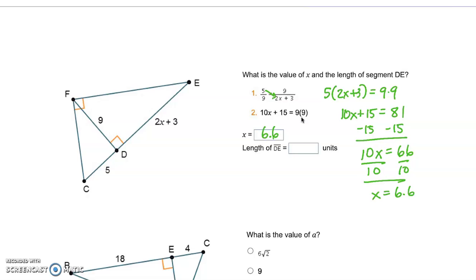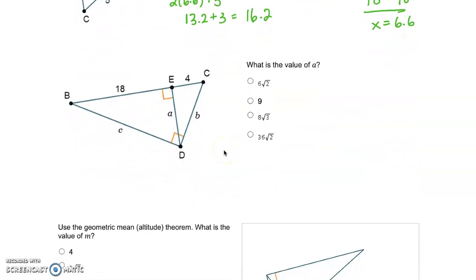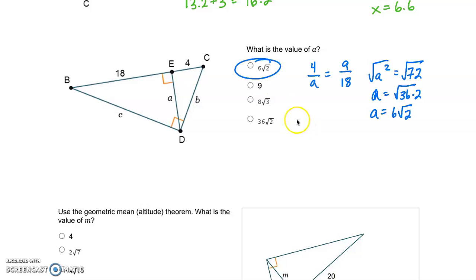So x is 6.6, but for the length of DE, we substitute that in. We say 2 times 6.6 plus 3, and that's 13.2 plus 3 equals 16.2. So the length of this section right here is 16.2 because we have to substitute our x value in. So pause the video and try this one out. All right, check your work.